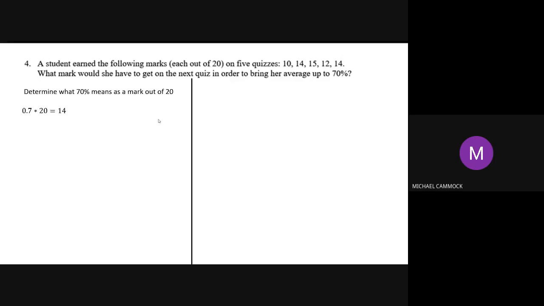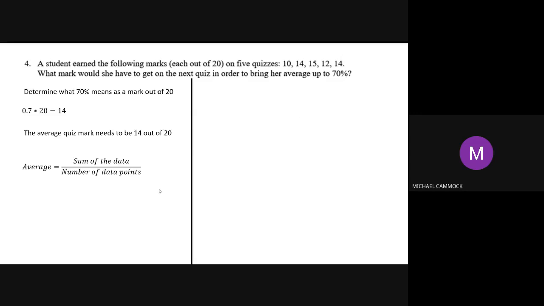So let's see how we can do this now. Let me remind you what the formula is. The average quiz mark needs to be 14 out of 20. We know that, right? Because that's what 70% comes up to. So let's put the formula down again. We know the sum of the data, remember this formula from 2 slides ago, over the number of data points. Now let's see if we can work backwards to find out what that number is that's going to make this average go up to 70%.